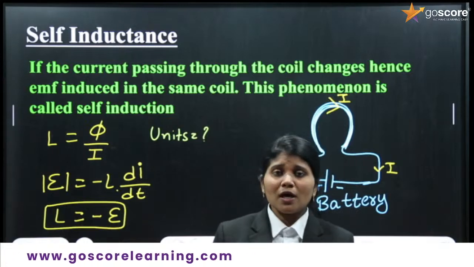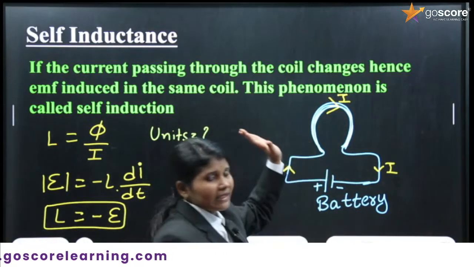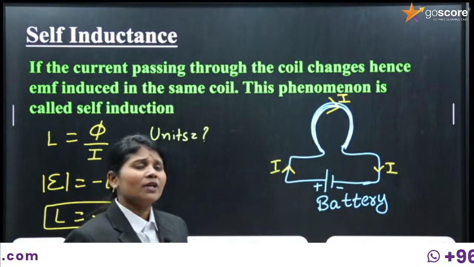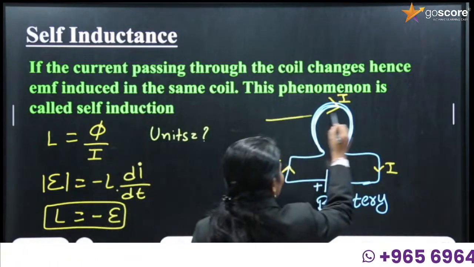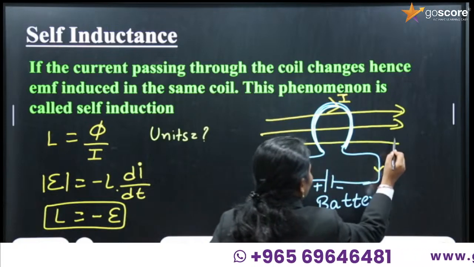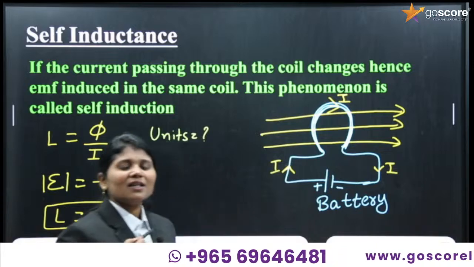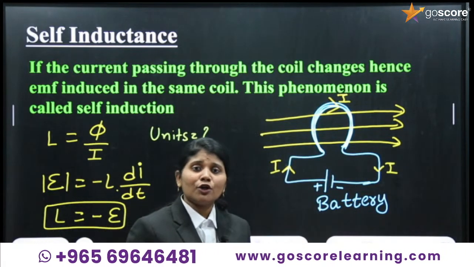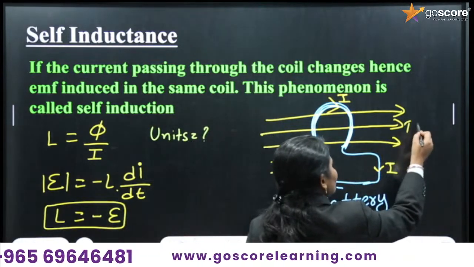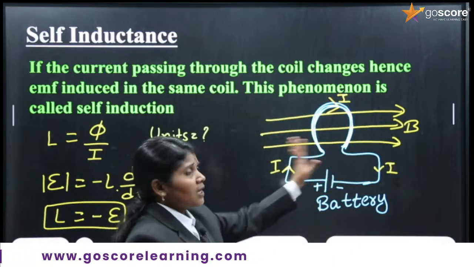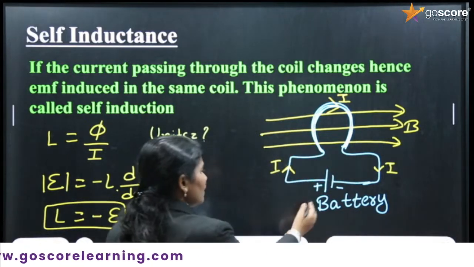When the current is passing through the coil, what is happening according to Oersted? A magnetic field will be produced. When the current passes through the coil, a magnetic field is produced. Magnetic field is producing means flux is producing.